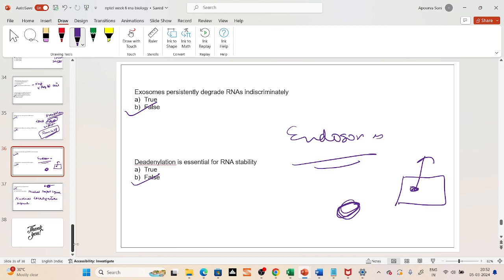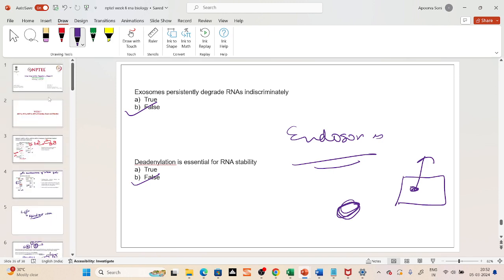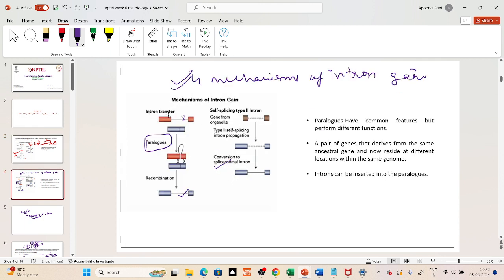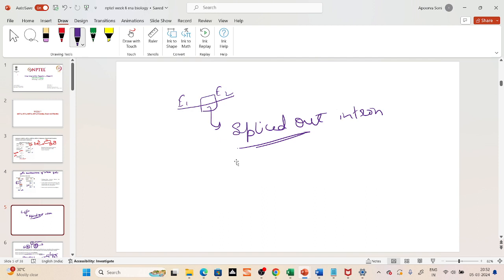Okay, so up till now, what all we have studied, let's quickly see through the slides. First, we have studied the mechanisms of intron gain. We have seen that there are four mechanisms essentially. First is intron transposition, where a transposome is inserted and it is converted into a spliceosomal intron. Then intron transferred to a paralogous gene, or a self-splicing intron which is converted into a spliceosomal intron.